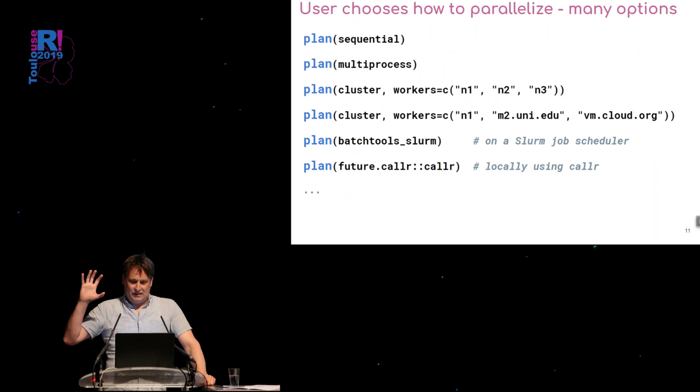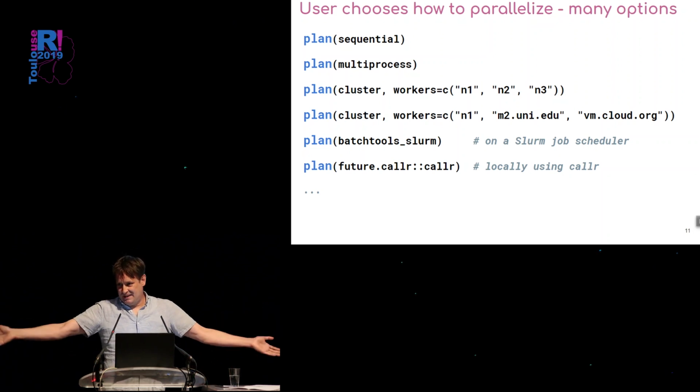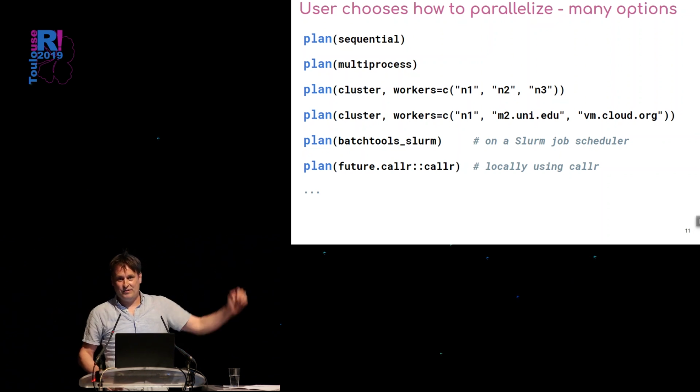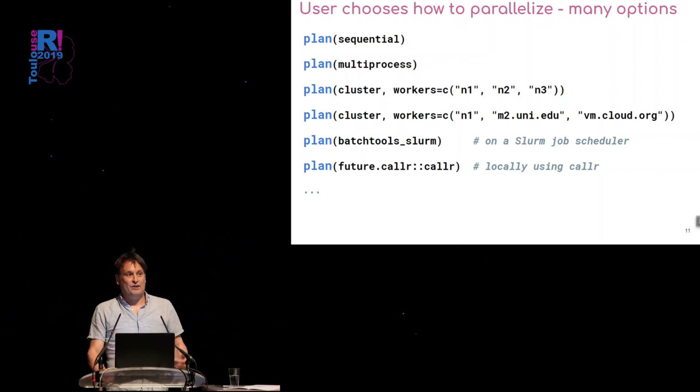The design here is that the user decides how to parallelize it. The user can say, I want to run this sequentially, I want to run it in parallel on my local computer, I want to run it on 3 computers in the office, or 1 computer in the office, 1 in the cloud, 1 at the university, or on a compute cluster with a job scheduler. There are many, many different ways for the user to run the same code in parallel. And as a developer, you never change the code.